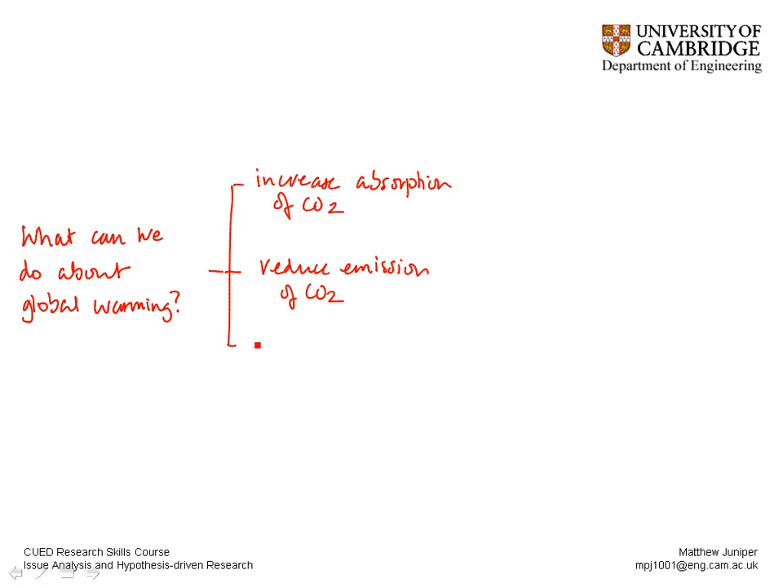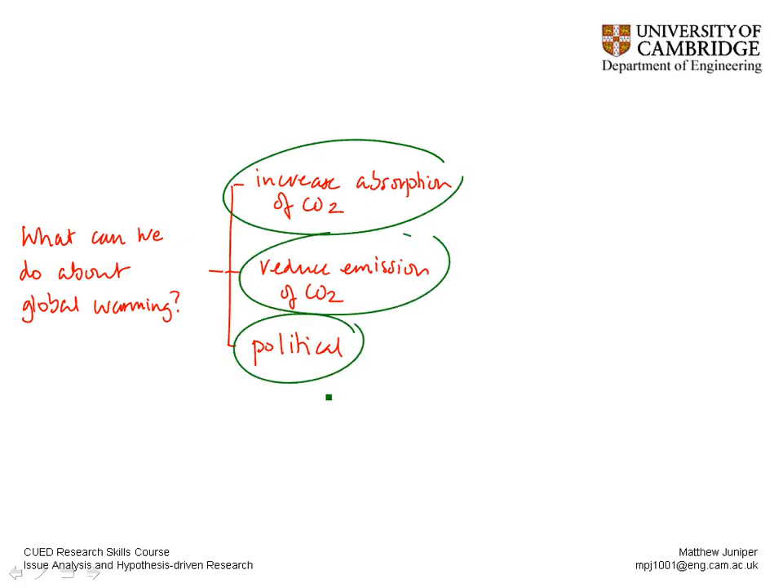But then the third thing that this group had was an issue that said political. To start with, I'm not quite sure what that means. I think they meant sort of a group action forced by politicians. But the point is that these three issues here are actually not very similar. The first two are similar to each other, but the third one is completely different. It's not the same type of thing. We've got increasing absorption of CO2, reducing emission of CO2. You can imagine those being independent and complete. Anything falls into one of those two branches. But political is just a completely different concept.